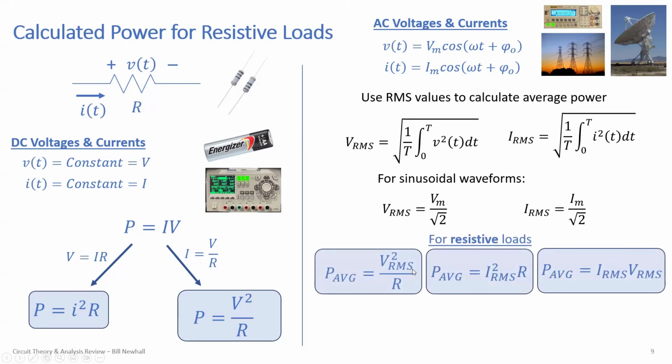So for resistive loads, P average is equal to V squared over R, but you're using the RMS value of voltage. P average is I squared R, but you're using the RMS value. And you can use I times V with RMS values. But again, these are resistive loads. That means voltage and current are in phase.